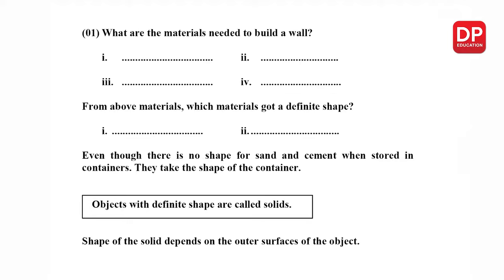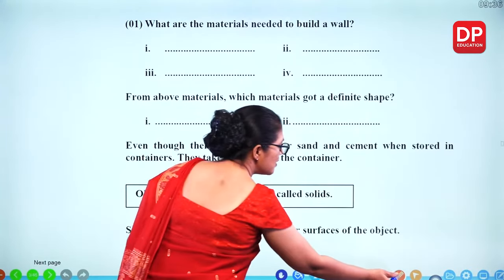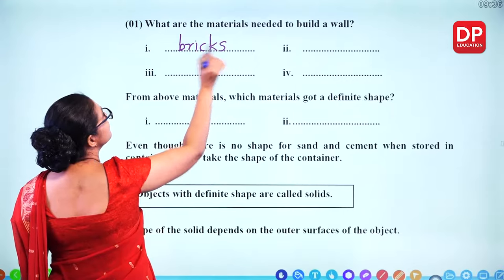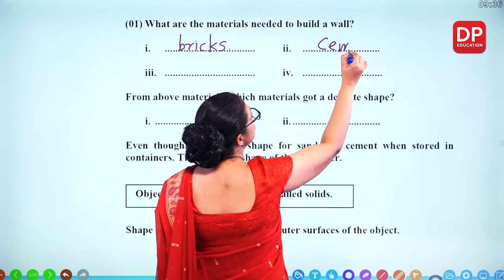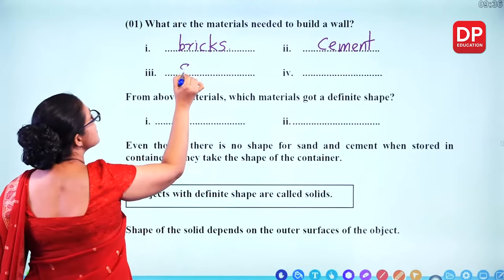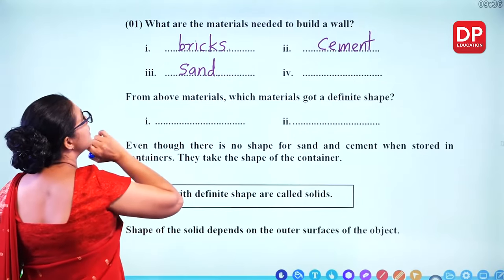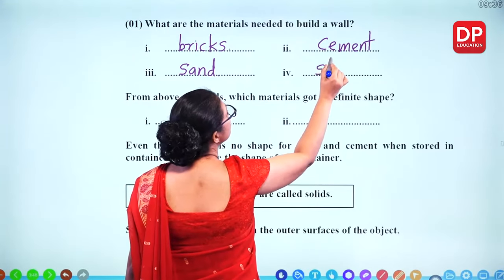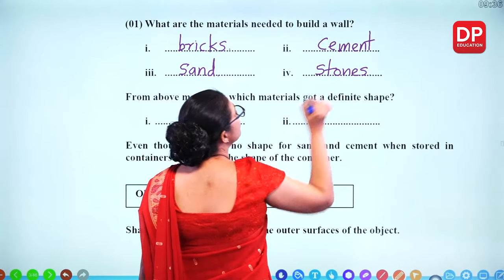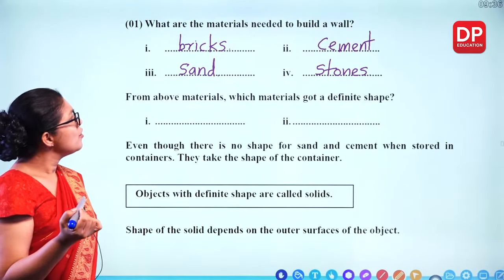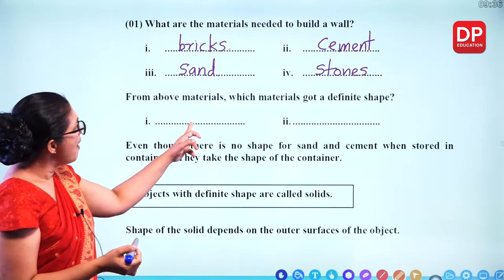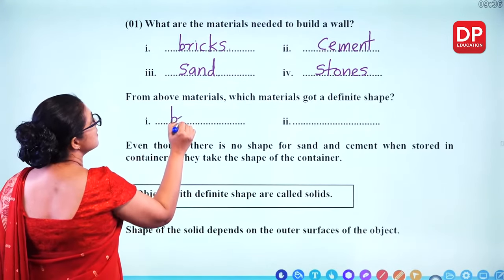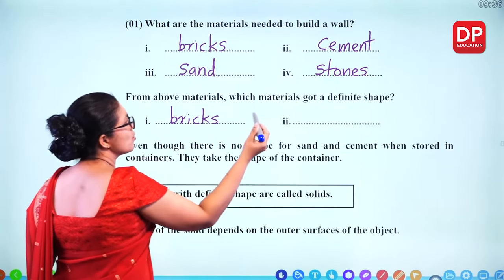What are the materials needed to build a wall? What are the materials you need? You need bricks. Cement. Sand. And what else? We need stones. So when you take all these materials, which materials have a definite shape? We can say bricks, we get a definite shape, and stones.